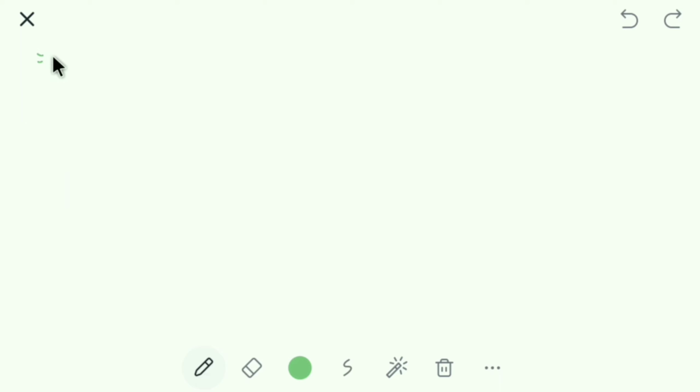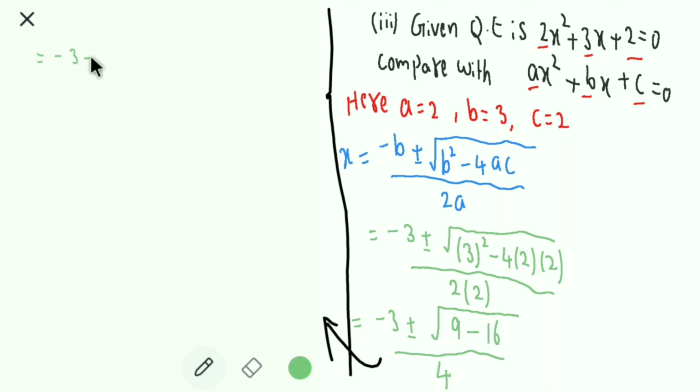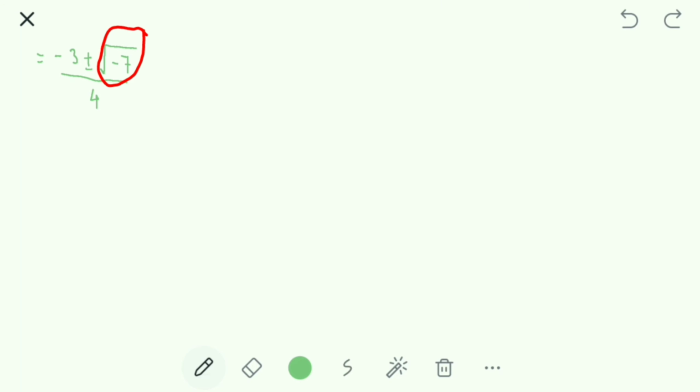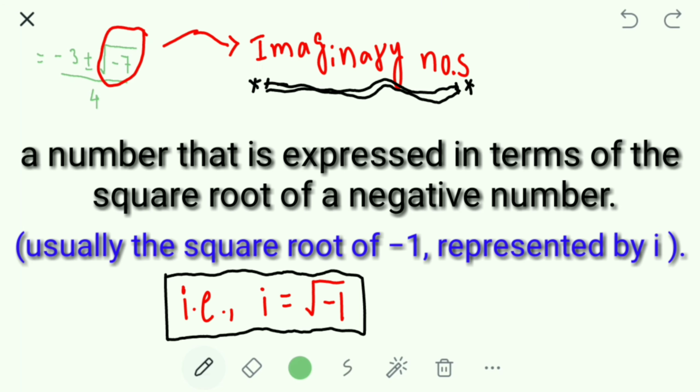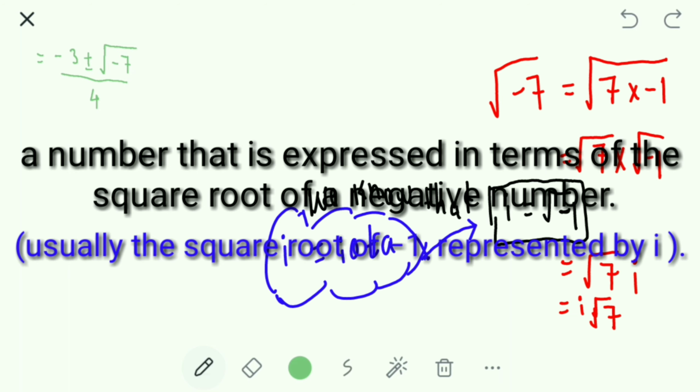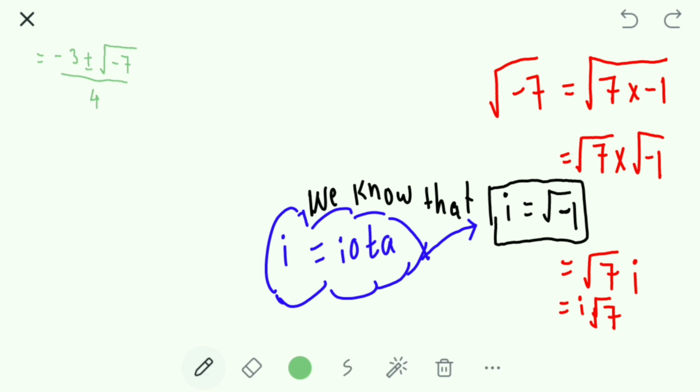It is equal to minus 3 plus or minus under root of 9 minus 16 is minus 7 divided by 4. Here we know that under root of minus 7 is an imaginary number. So here root minus 7 can be written as under root of 7 into minus 1. So it is equals to under root of 7 into under root of minus 1. And we know that the symbol iota is equal to under root of minus 1. So instead of under root of minus 1, we have to take i. It is an imaginary number.